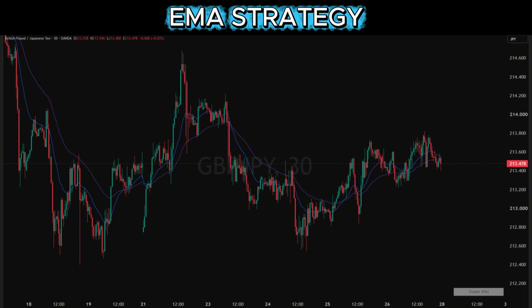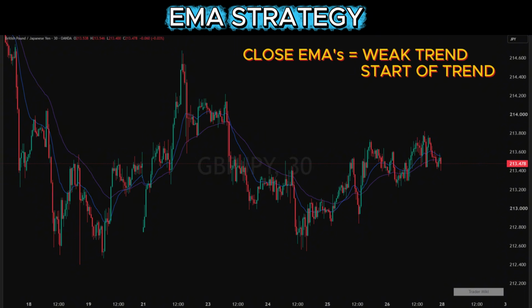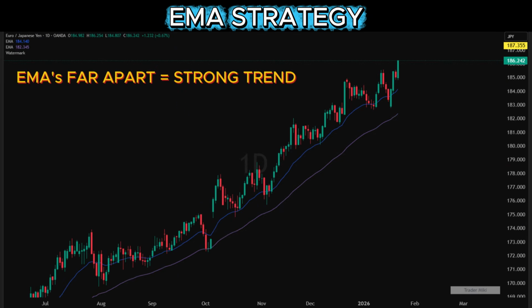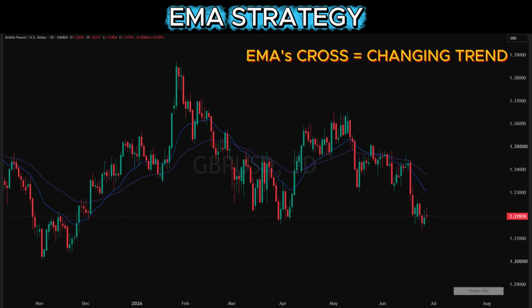Some tips for the EMAs are when they are close together, the trend is either starting or very weak. So if price is ranging, you will see the EMAs close together. When they are far apart, the trend is strong. The EMAs will also be far away from the candles too. When the EMAs are crossing, it means the direction of the trend could be changing. Now this you'll see happen more often on the lower time frames.